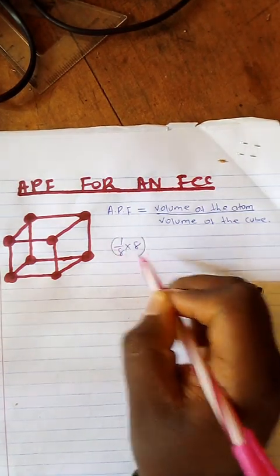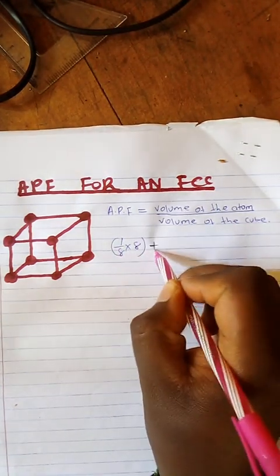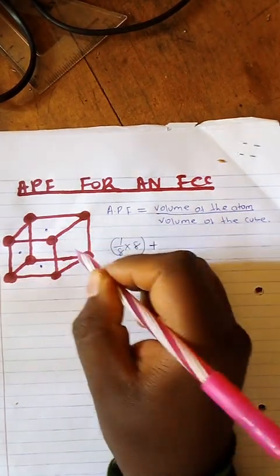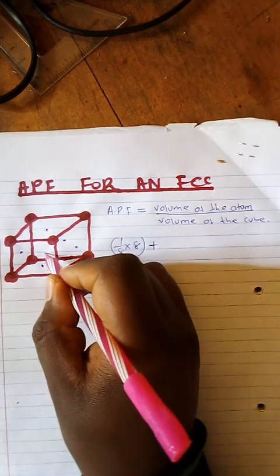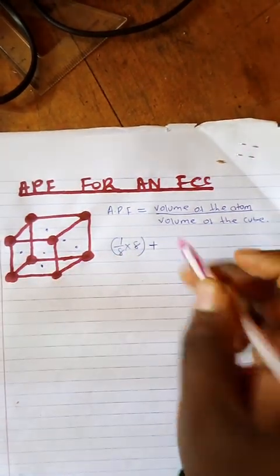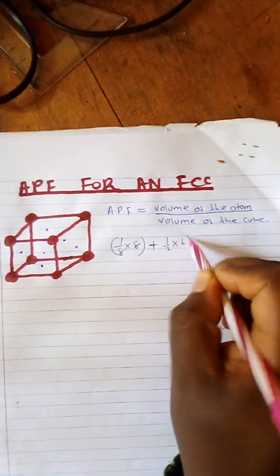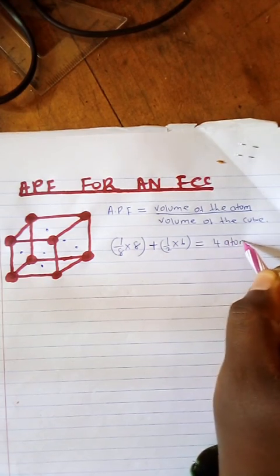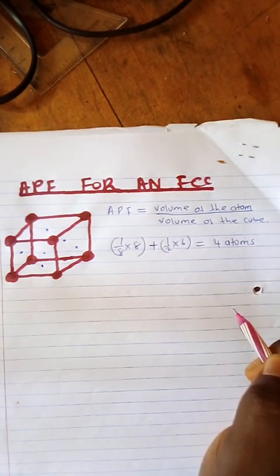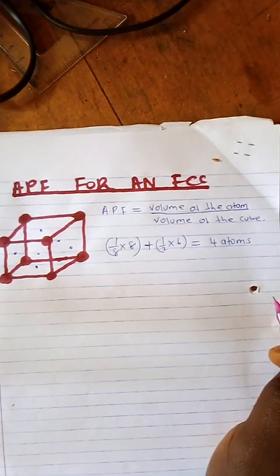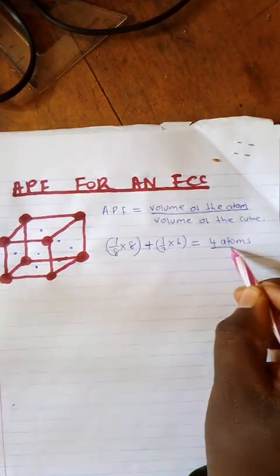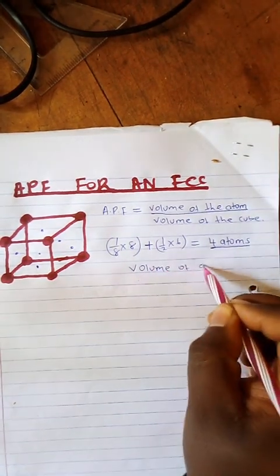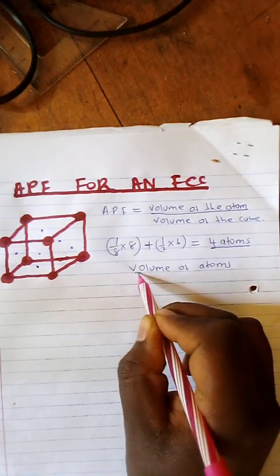So to get the total, we get 1/8 times 8. From there, we add those at the faces. Each face has an atom, which is a half, multiplied by 6. So if we do this, we get a total of 4 atoms. That means we can now proceed to get the volume of the atoms, of those 4 atoms that we have.